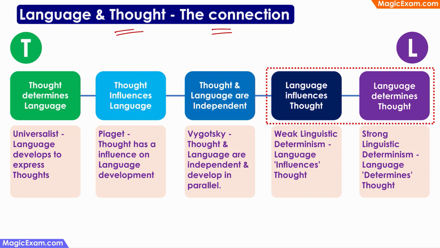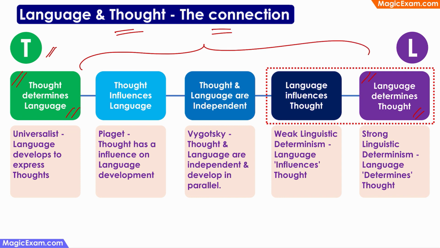There are many theories which try to explain this connection, and if you were to classify them and put them on a scale, on the extreme left, we'll find theories which strongly support the statement or the argument that thought determines language. And on the extreme right, we will have theories which state the opposite. That is, language determines thought. And everything else falls between these two.